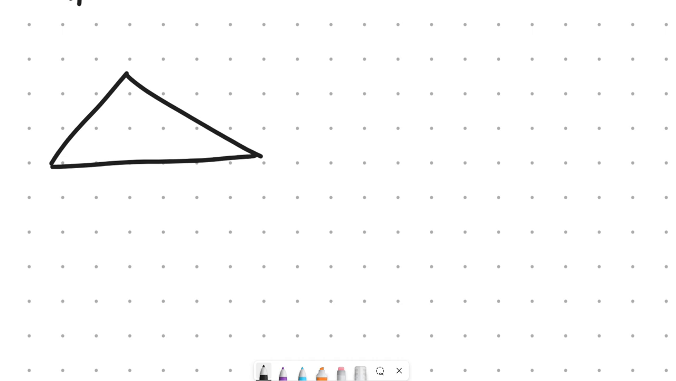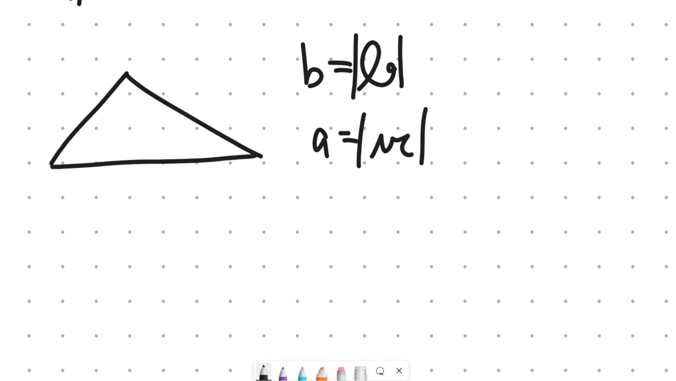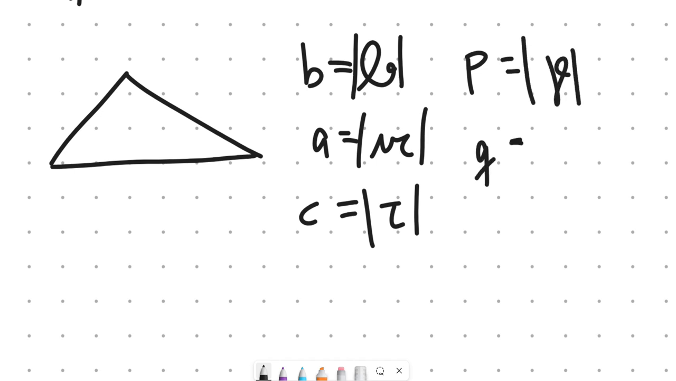So let's take, for instance, B to be equal to this vector. So it will be the absolute value of the vector, which would be the side of the B. A will be this vector. I'm going to call it U, the vector U. I'm also going to call C the vector tau, and I'm going to tell you that we want P to be equal to gamma and Q be equal to this vector. I'm going to call it gamma 2 because it looks like gamma.